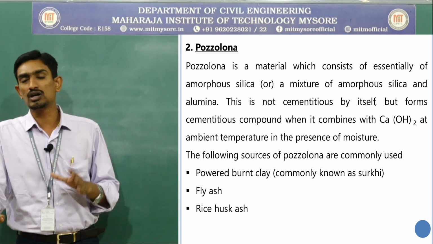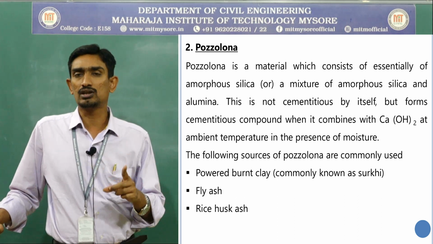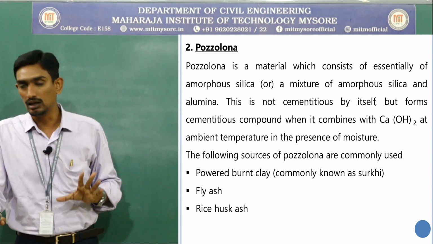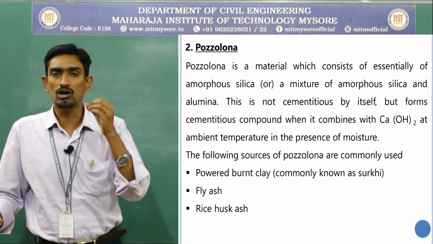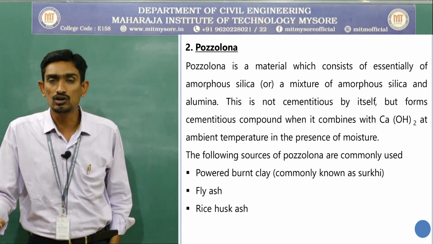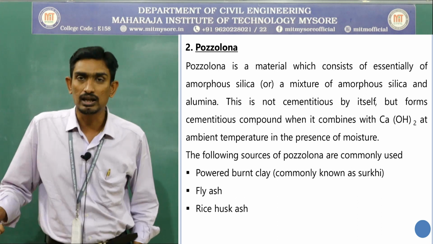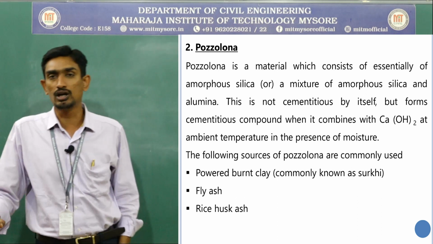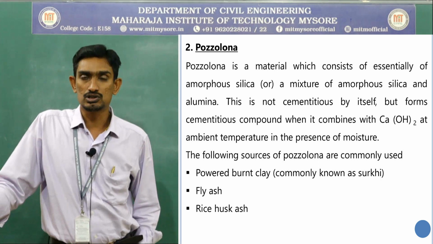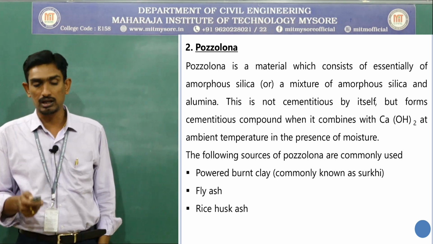Is it clear? That's why I highlighted that pozzolana is active only with respect to lime and water. Otherwise it is a dead material; it doesn't contribute anything to the construction. So in order to make it active, this pozzolana needs to be mixed with lime in the presence of moisture or water. Then I can prepare this pozzolanic material. Is it clear? So this is regarding the pozzolanic material.